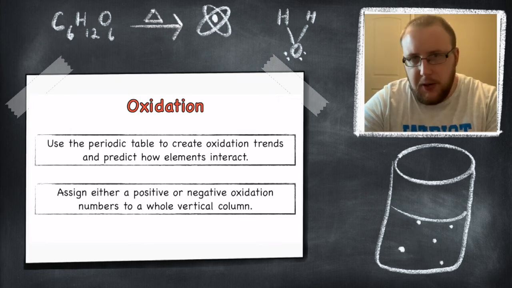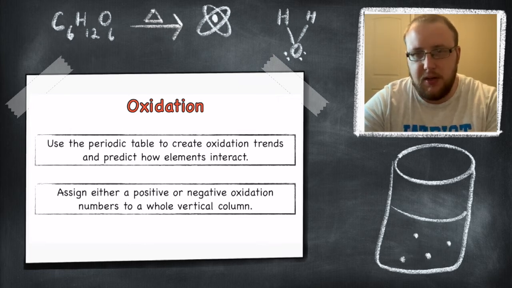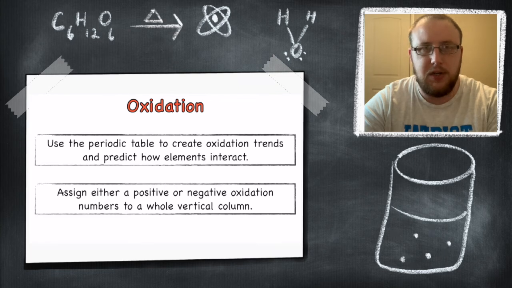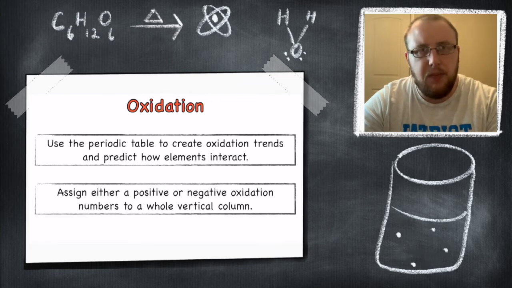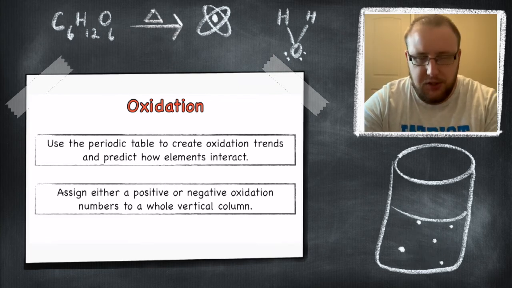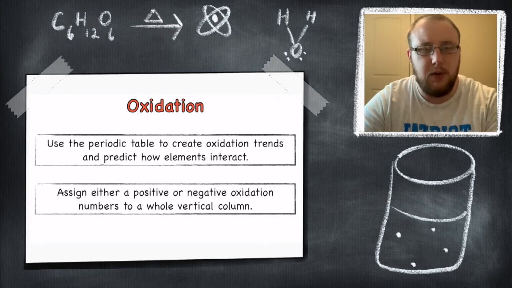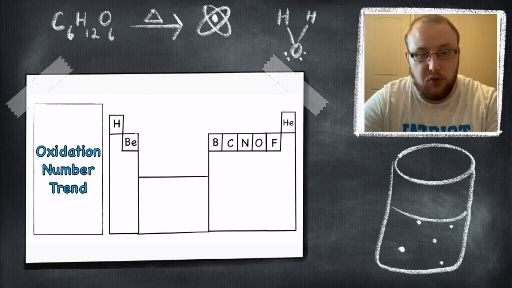So we're going to use our periodic table to say how many valence electrons there are in an element. We assign either a positive or negative oxidation number to a whole vertical column on the periodic table. So if I say column 1, that's going to be hydrogen and everything underneath it in that first vertical column. That's going to have the same oxidation number. So let's go through some trends real quick.